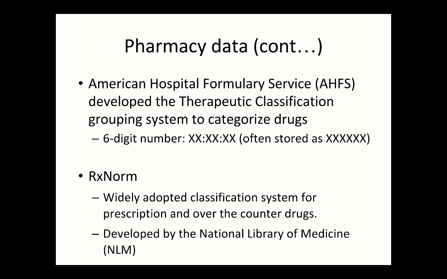Your textbook provides a great example of these codes, and then also the next category of codes, RxNorm. And I highly encourage you to read through that example. RxNorm is a widely adopted classification system for prescription drugs and over-the-counter drugs. It was developed by the National Library of Medicine, the NLM, with the sole purpose of allowing providers to standardize the naming conventions and the different identifiers for drugs.